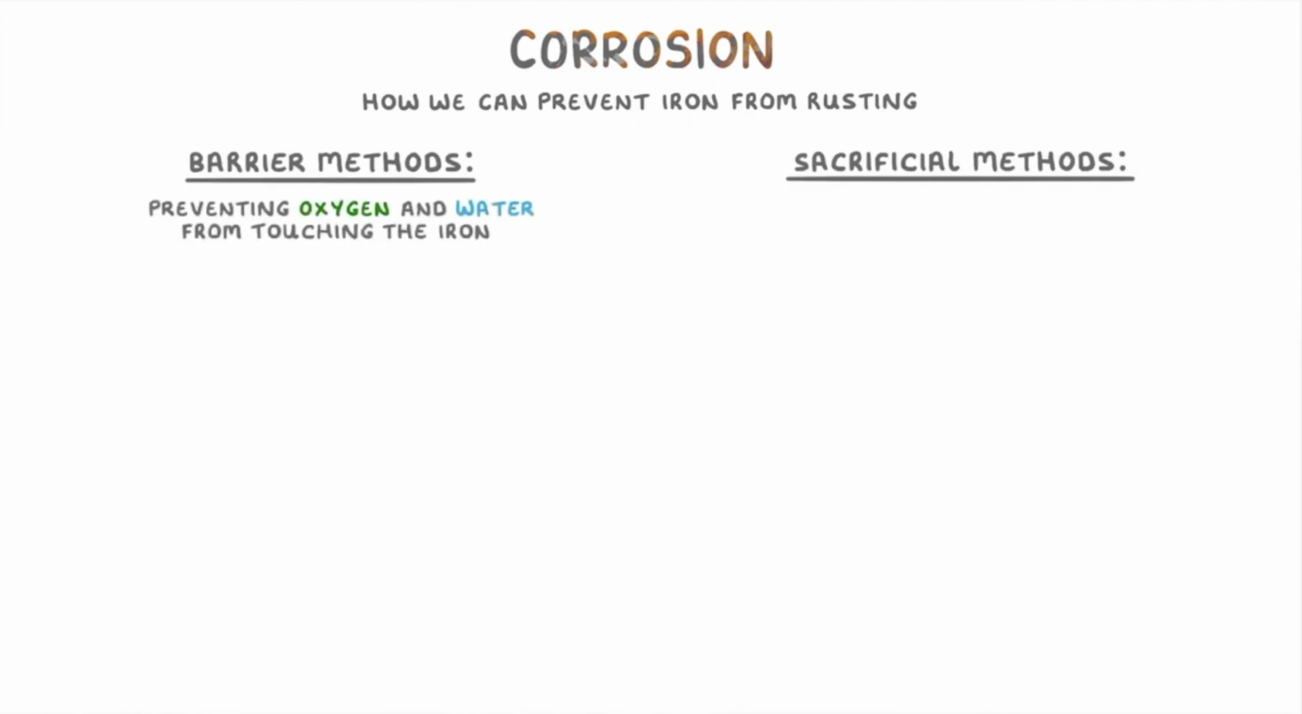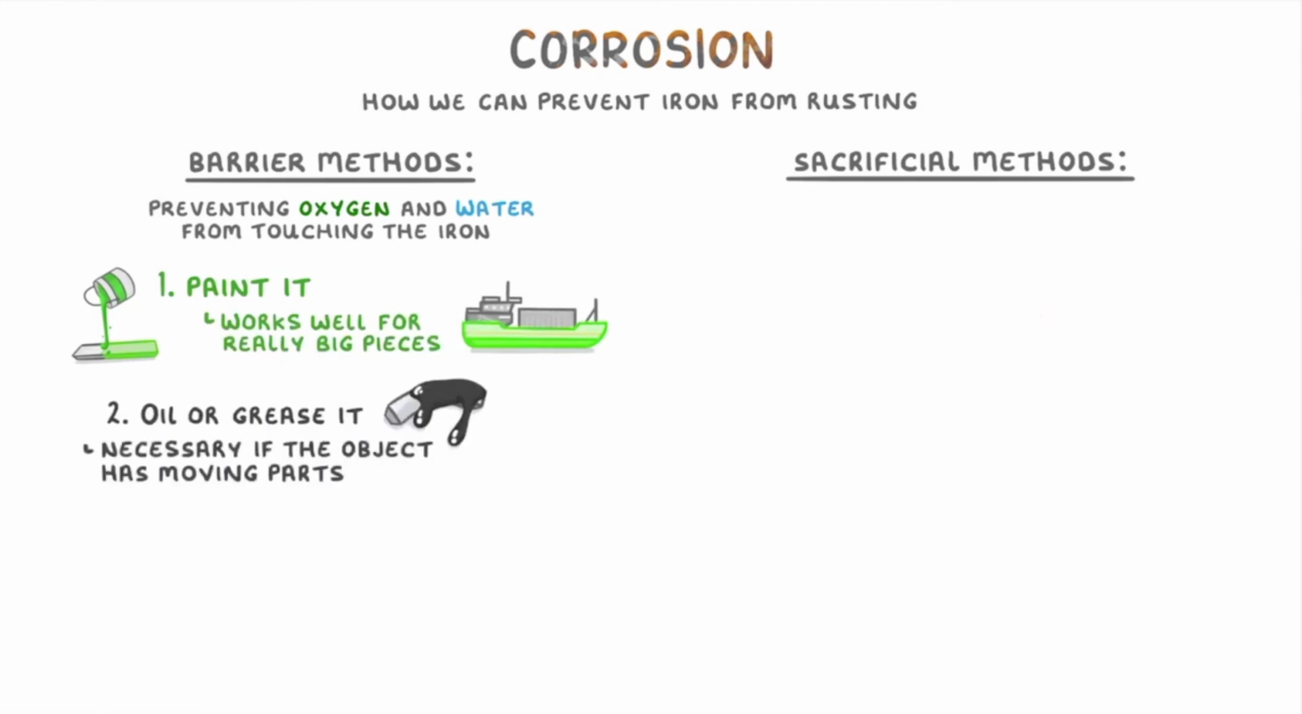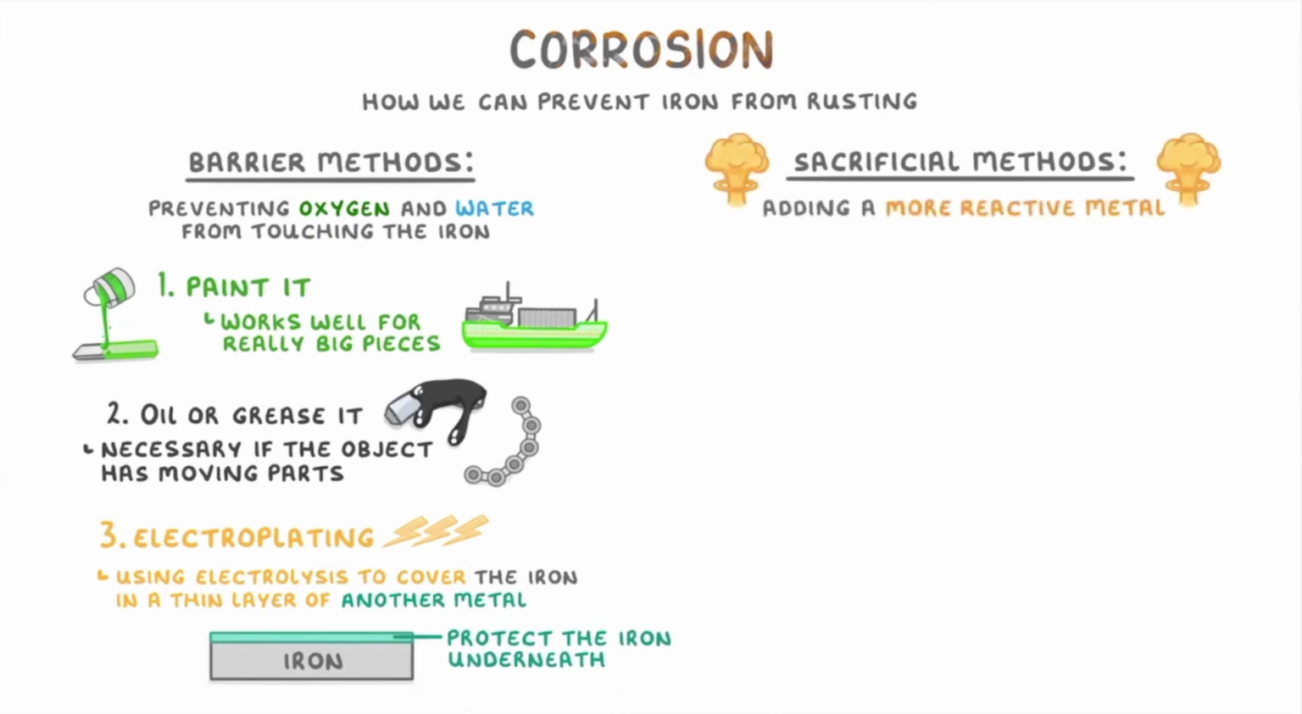One example of the barrier method is by painting. Okay, if we paint the iron, it will prevent air from entering easily. Is it not? Yes. Number two is oil or grease. This also helps, okay, to prevent corrosion. While number three is what we call electrolysis. Okay, electrolysis is a chemical process in which we use to cover a metal surface like iron with another metal.